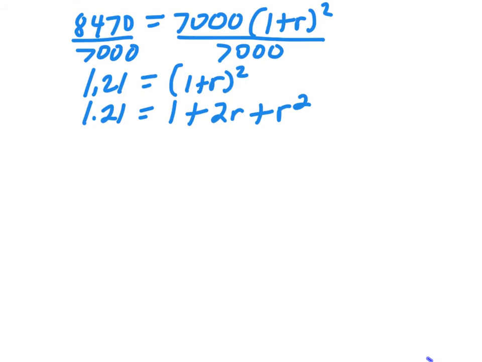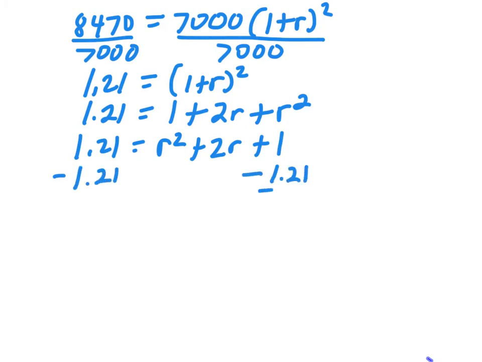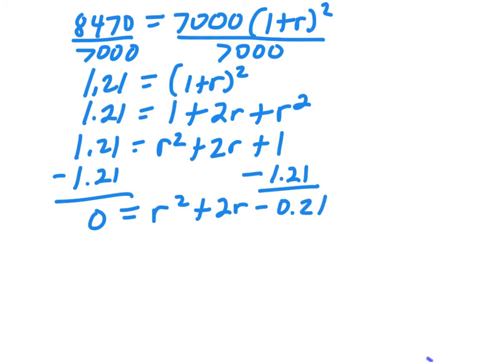Okay, so let me just rewrite it so it's in a more familiar order: r squared plus 2r plus 1. Then I'm going to subtract 1.21, and I'll get 0 equals r squared plus 2r minus 0.21. So now my A is this 1, my B is this 2, my C is this negative 0.21. So A is 1, B is 2, C is equal to negative 0.21.